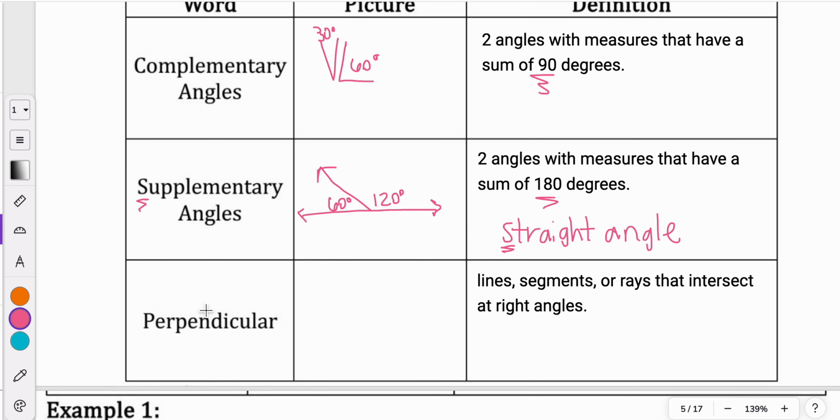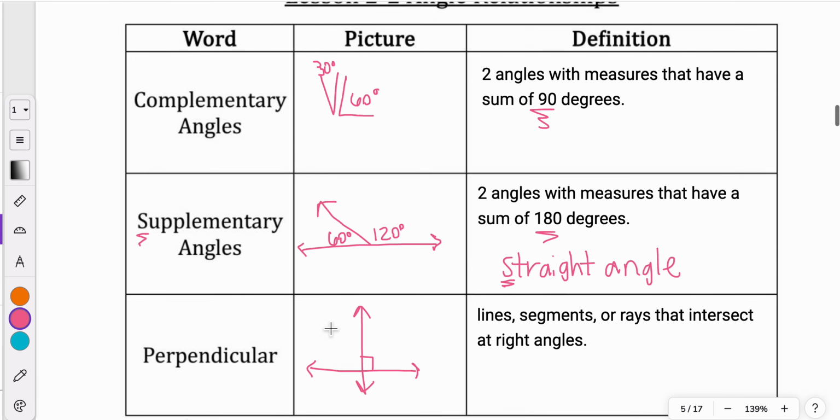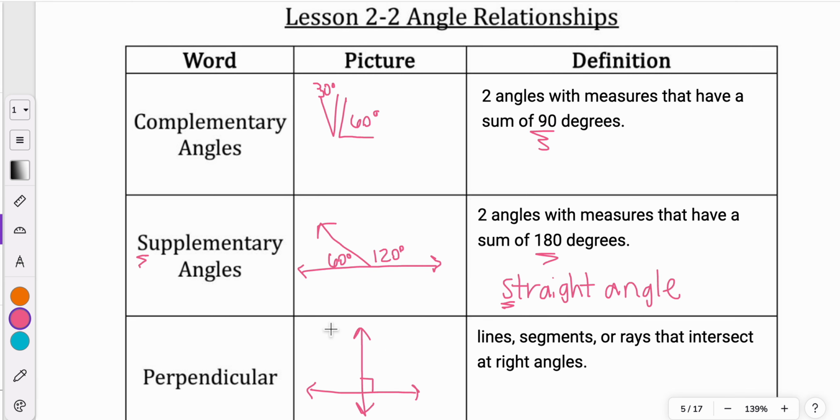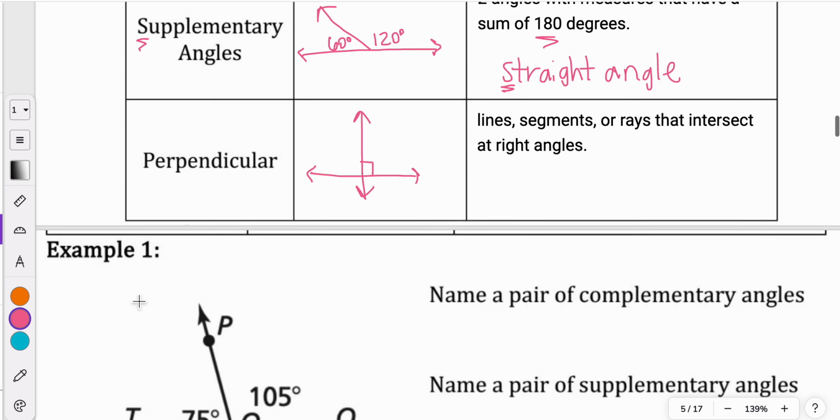Perpendicular just means when you have lines, segments, or rays that intersect at right angles. So I'm just going to draw two lines, and then it would also be notated as a right angle with that little right angle box in the corner. If you need to pause here to make sure you've gotten all of the things written down, feel free. Otherwise, let's go ahead and continue on with example number 1.